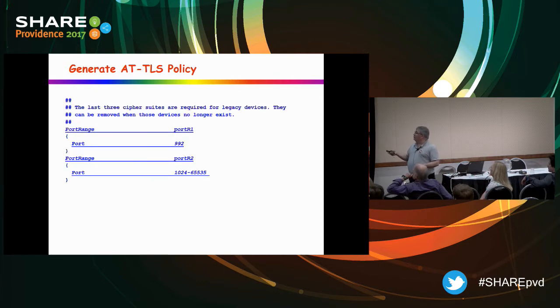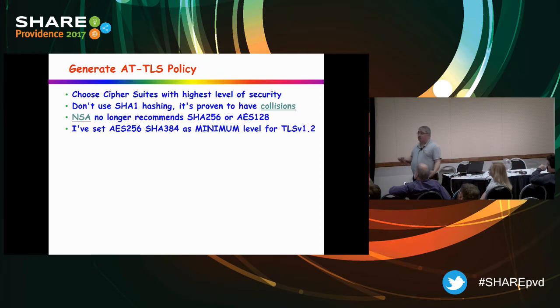Now here's the port range includes from before, and port R1 here, this was our incoming port, and it's 992. And then these are all the ephemeral ports that'll be set up for the devices that attach. Okay? So that's pretty much the AT-TLS policy. You can cut and paste that, and it should start working for you.